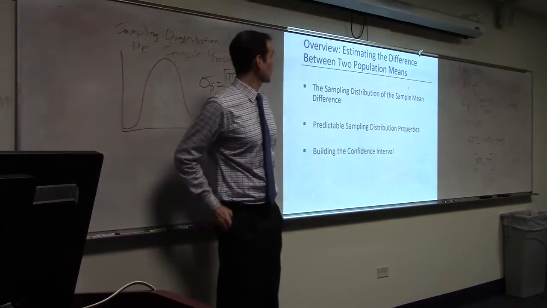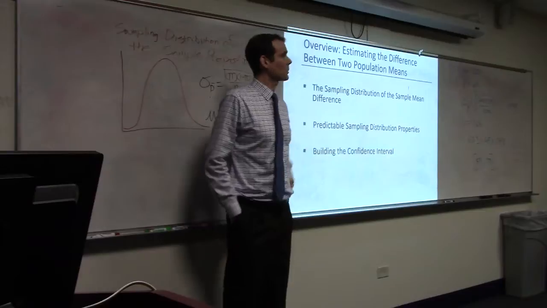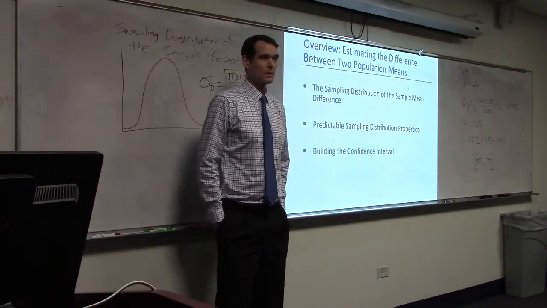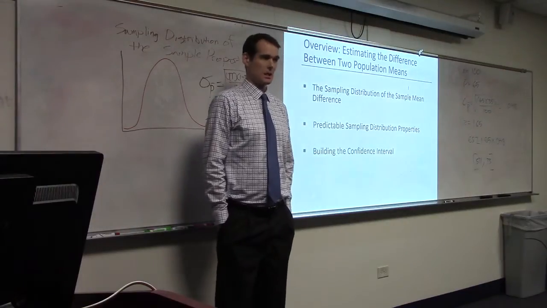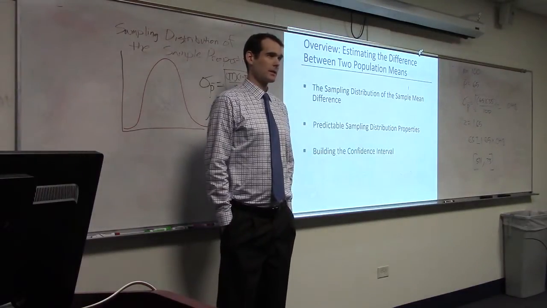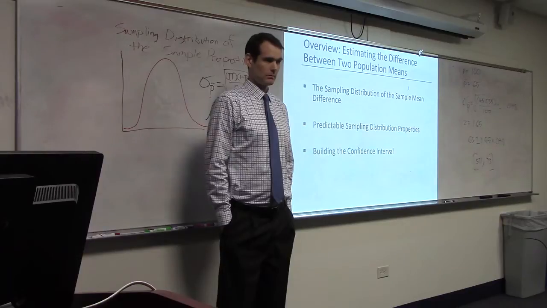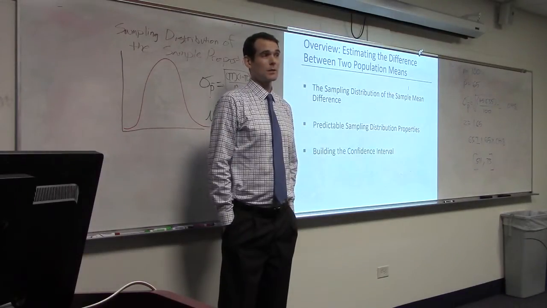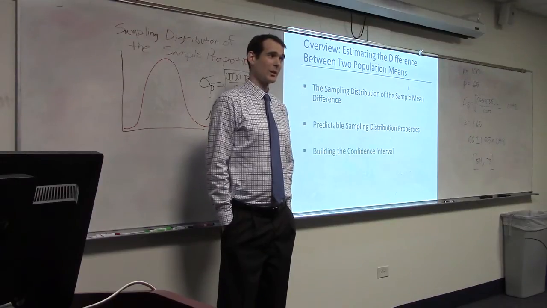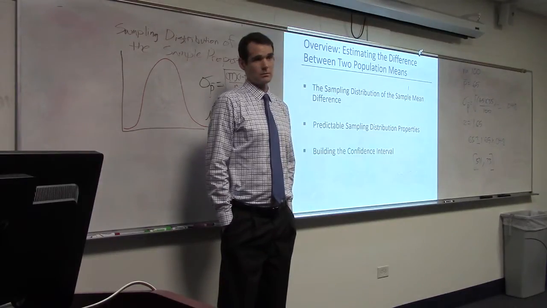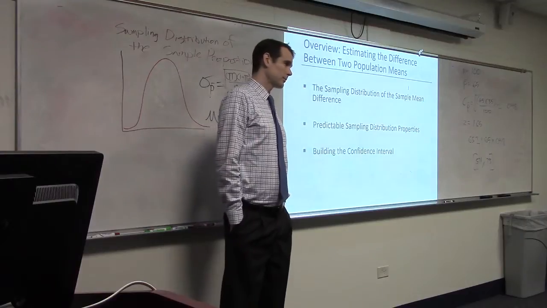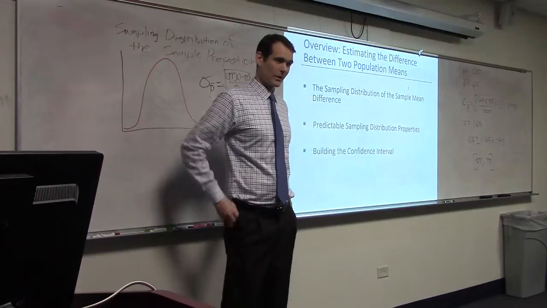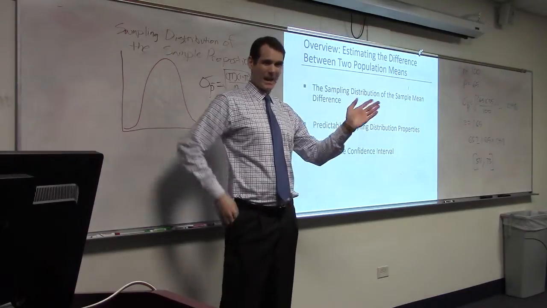All right, so let's move on to estimating the difference between two population means. We're going back to a mean. So this is not a proportion, this is a mean. Mean income in the town is 72,000. Mean income in a different town is 61,000. So that's a difference of 11,000. That's just an estimate.